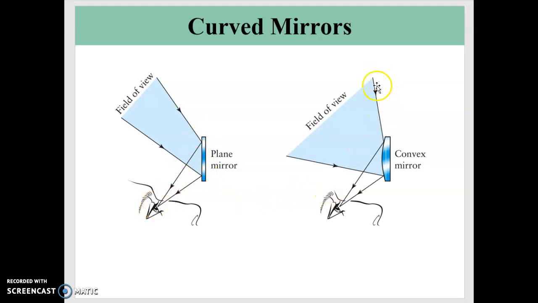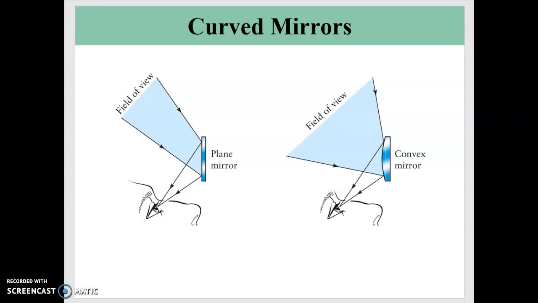Whereas with a convex mirror, I can see a much wider field of view. And so especially when you're driving and your car may be prone to blind spots visually, you want as much coverage with your mirrors as possible. And so this is why your rear view mirrors are of the convex design.